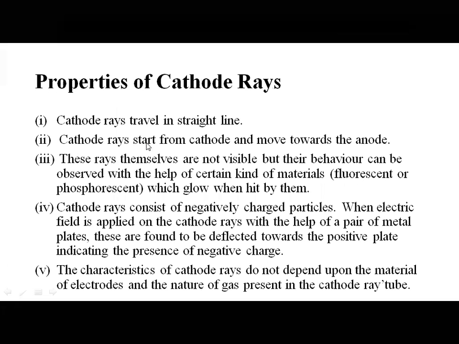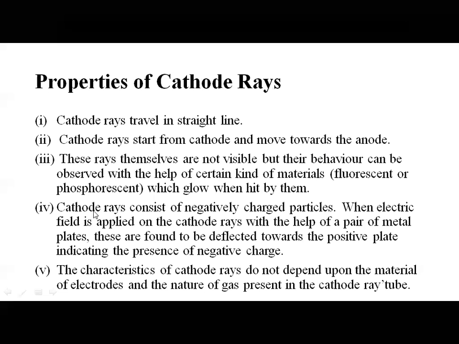Second, cathode rays start from the cathode and move towards the anode. It was found that they were originating from the cathode and moving towards the anode. These rays themselves are not visible, but their behavior can be observed with the help of certain kinds of materials. Which material did the scientist use? Fluorescent material, or you can use phosphorescent material. Both materials will glow when any particle hits them.